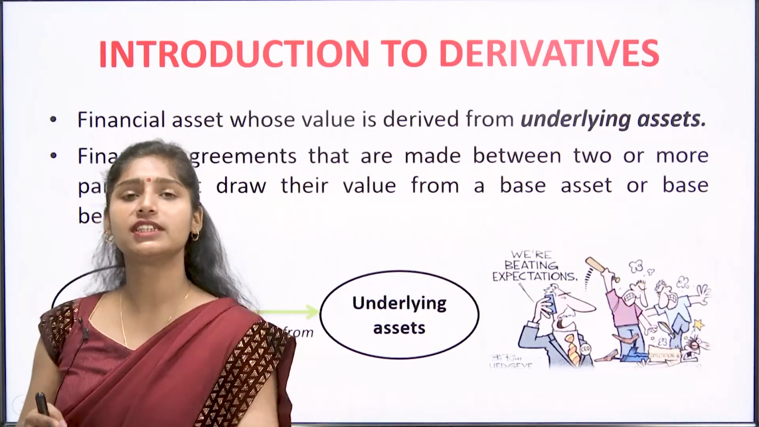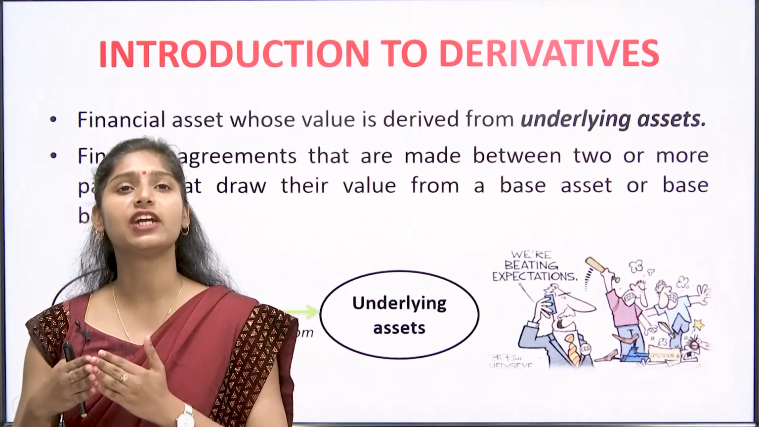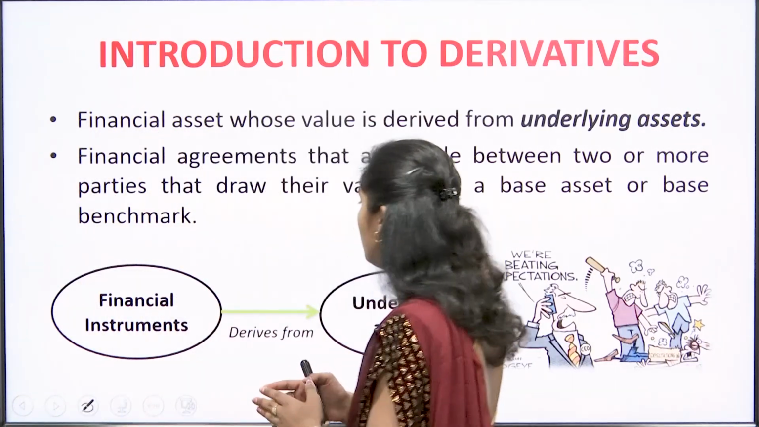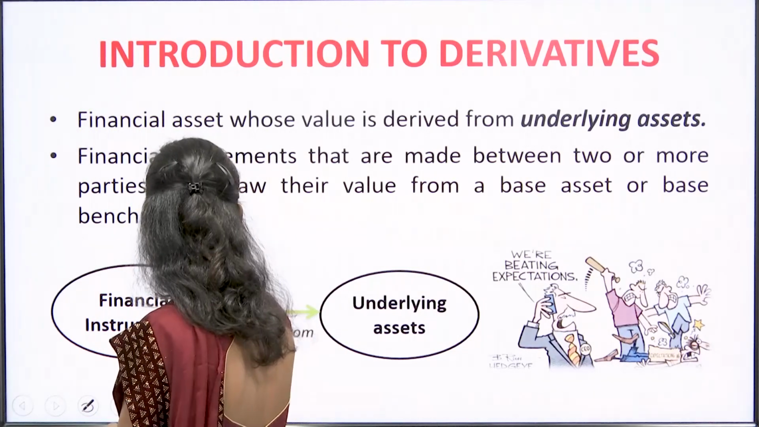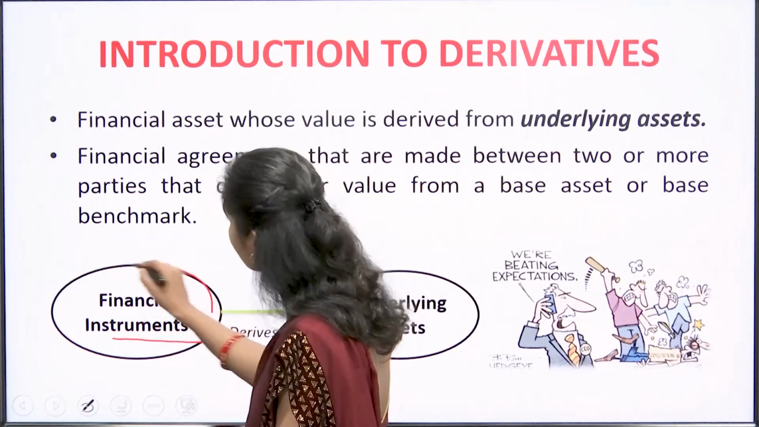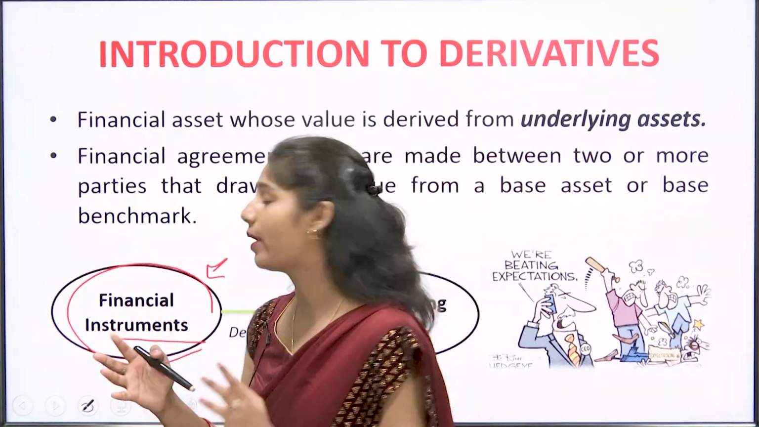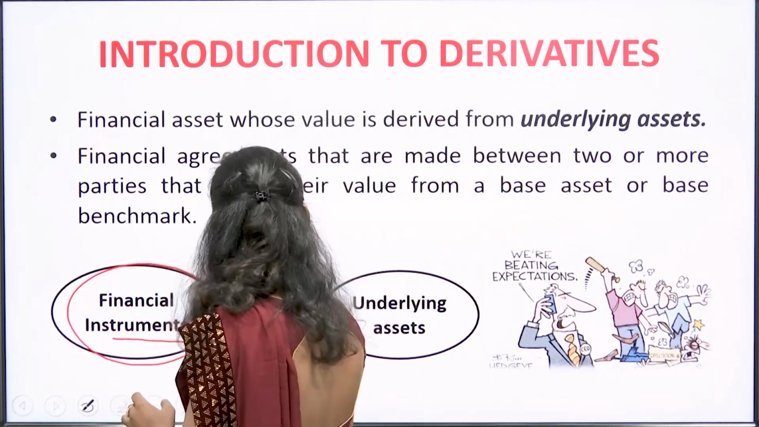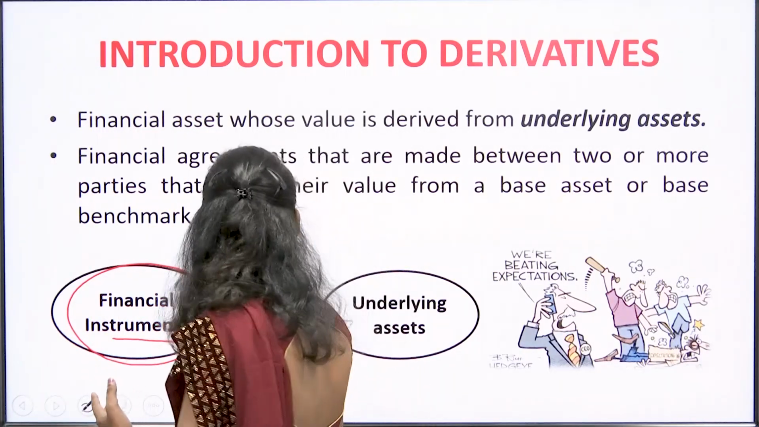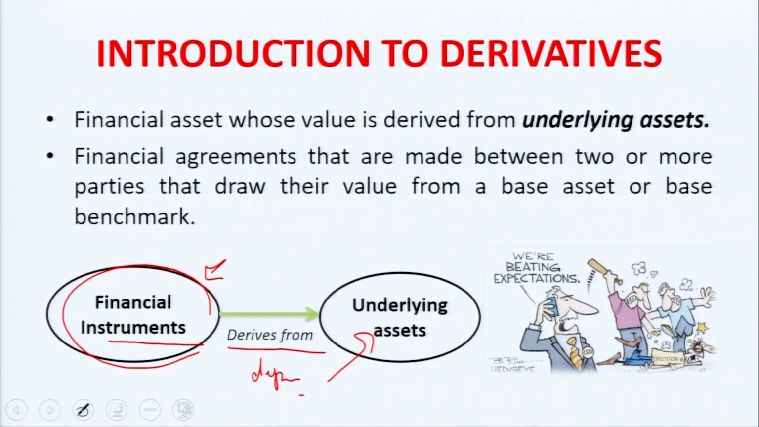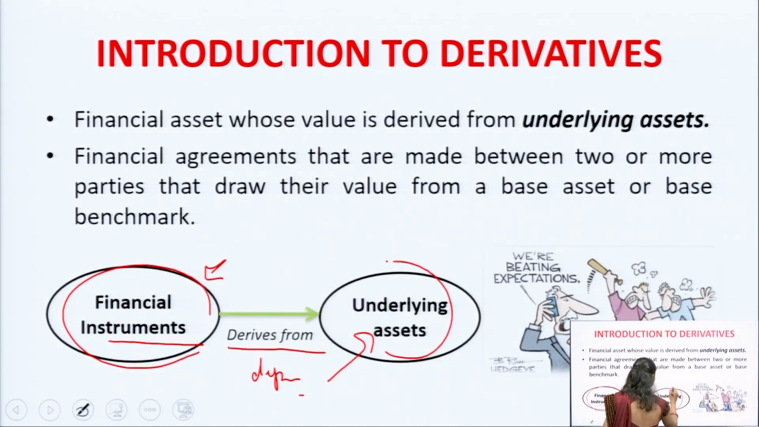First of all we should discuss the definition here. A financial asset whose value is derived from an underlying asset. We can discuss this through this diagram. A financial instrument is one which derives from, in the sense that we are talking about its dependency on some underlying assets. So what is this underlying asset? Let us talk about it through an example.